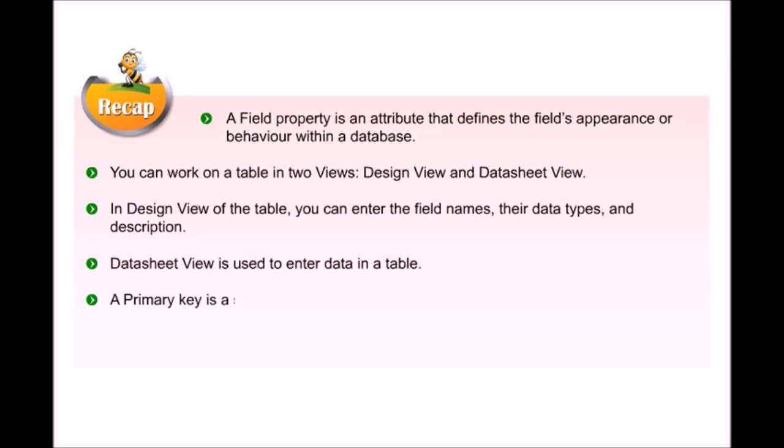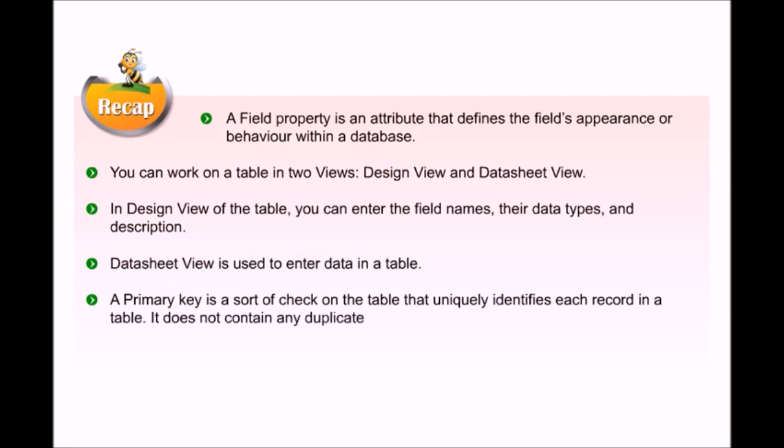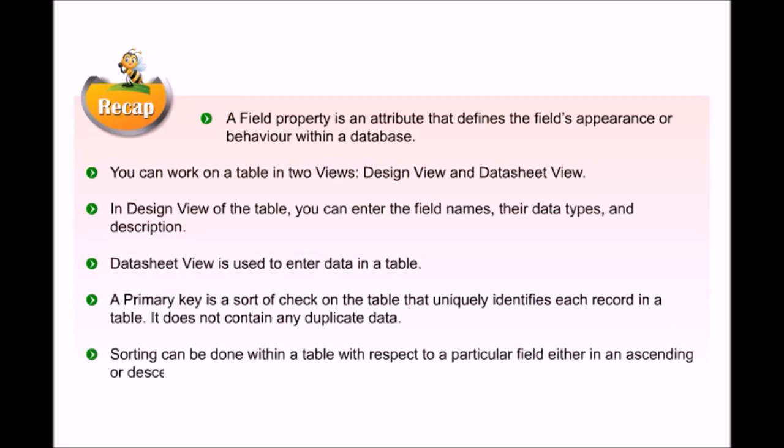A primary key is a sort of check on the table that uniquely identifies each record in a table. It does not contain any duplicate data. Sorting can be done within a table with respect to a particular field either in ascending or descending order.